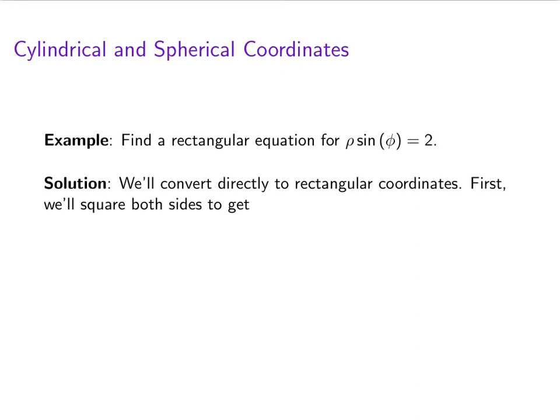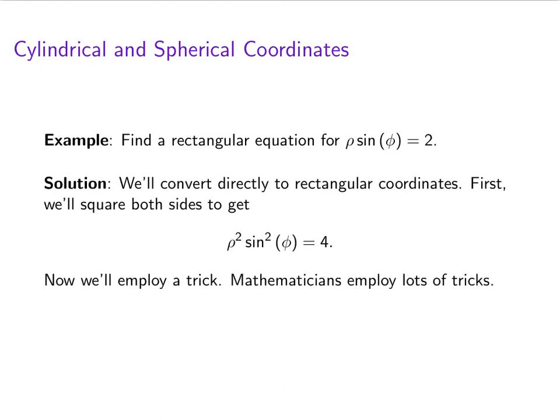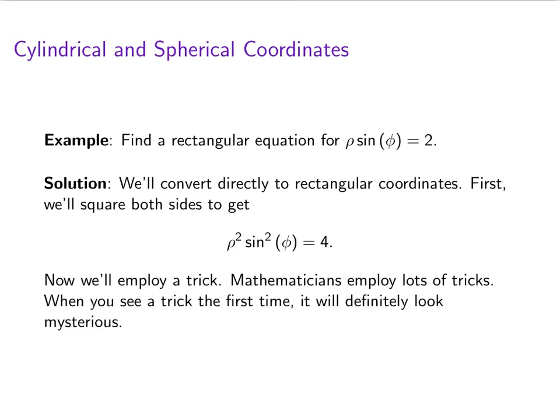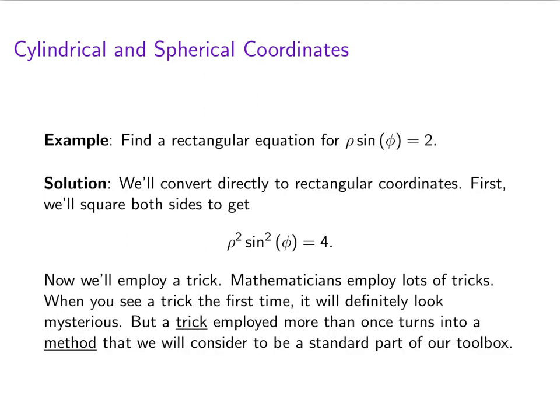First, let's square both sides to get this. Rho squared sine squared phi equals 4. Now, I'd like to employ a trick. Mathematicians use lots of tricks. When you see a trick for the first time, it looks strange and mysterious. But I want to make sure it's clear that when you take a trick and you start using it more than once, it's no longer a trick. Now it's a method. And we want that to be a standard part of our toolbox.